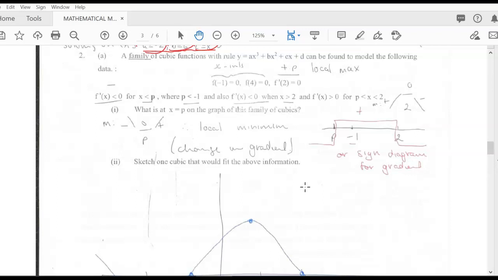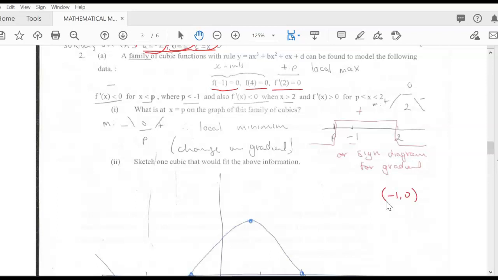All right, so question 2, a family of cubic functions with the rule y equals ax cubed plus bx squared plus cx plus d can be found to model the following data. There's a bit of writing on here, so I'll just show you. We've got 3 bits of information. So what we have here is the first point, the point -1, 0.